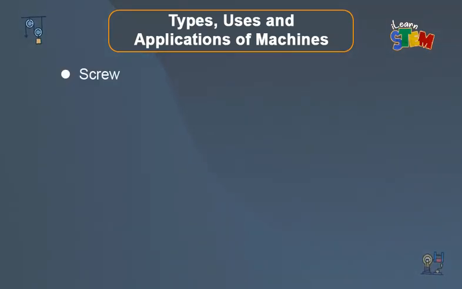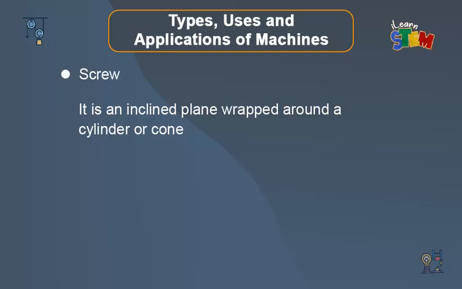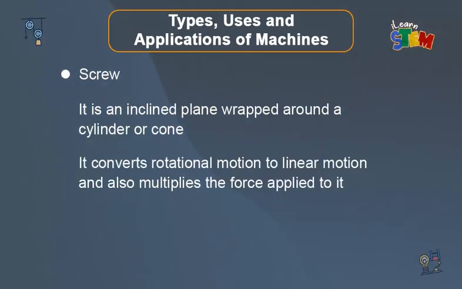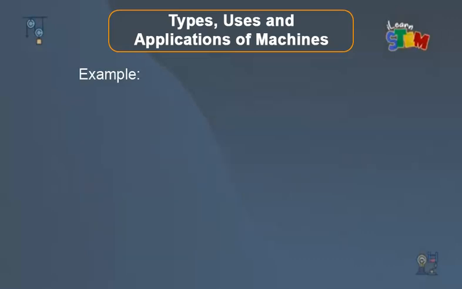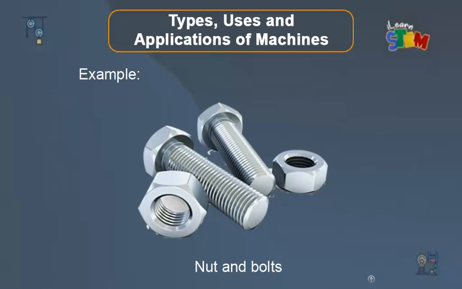One of them is screw. It is an inclined plane wrapped around a cylinder or cone. It converts rotational motion to linear motion, and also multiplies the force applied to it. This means circular motion is turned into straight line motion. It is used to hold objects like wood, metal, and plastic together. The simplest example of a screw is a nut and bolt.